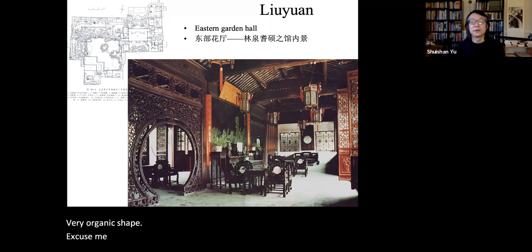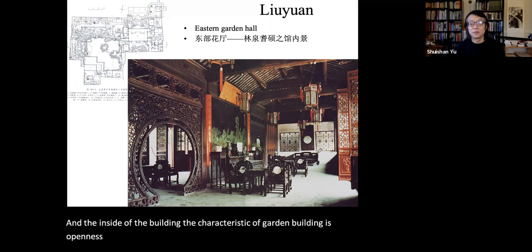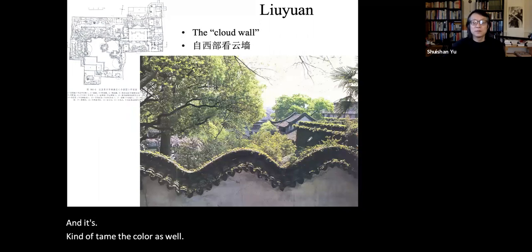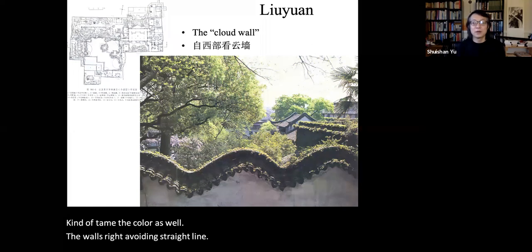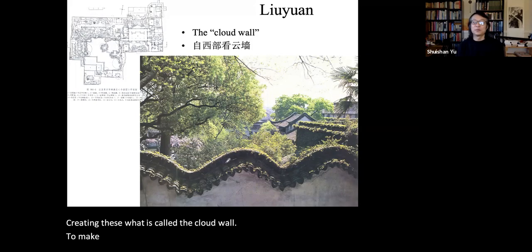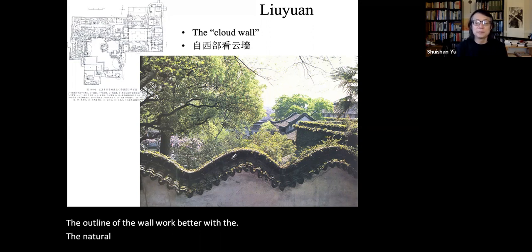And the inside of the building, the characteristic of garden buildings: its openness, its brightness, and its tamed color as well. The walls avoid straight lines, creating what is called the cloud wall, which makes the outline of the wall work better with the natural environment.